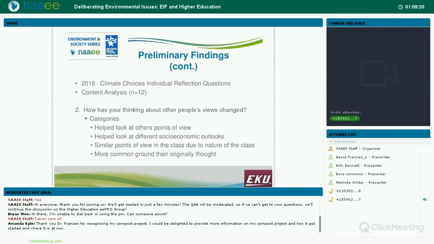And then, again, this is the second follow-up question: how has your thinking about the people's views changed? And these categories were the ones that stood out there. They helped them look at others' points of view. A lot of them expressed the fact that they had not thought about the socioeconomic impact on people's personal choices, and how different socioeconomic levels affected their ability to make choices in some points. Again, they all said that there were similar points of view due to the nature of the class, and then more common ground. They felt like through using the forum, they were able to see later how much more common ground they had than they originally thought.